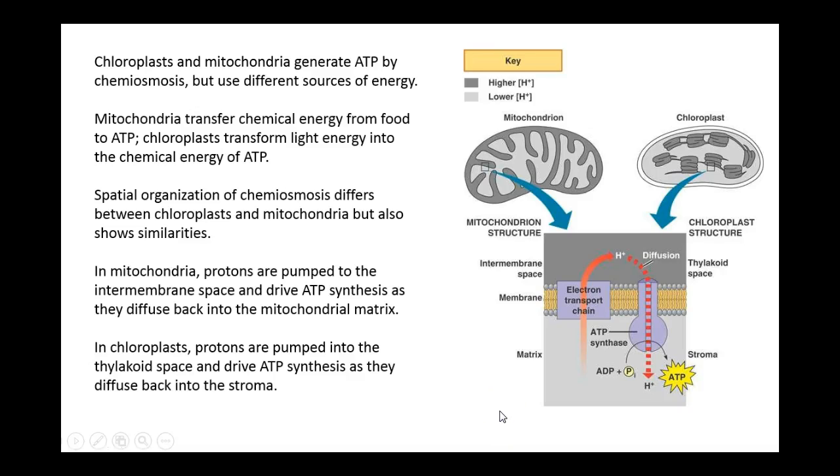This is where we left off, and we were talking about the differences and similarities, but mostly similarities between mitochondria and chloroplasts. And by now, you probably have noticed similarities, and maybe you're getting the two processes confused a little bit, but hopefully we can straighten that out. So mitochondria transfer chemical energy from food to ATP, whereas the chloroplasts transfer light energy to chemical energy of ATP. So again, two sides of the same coin.